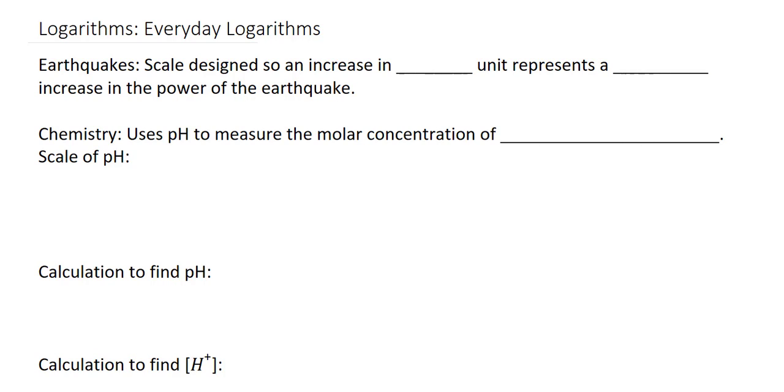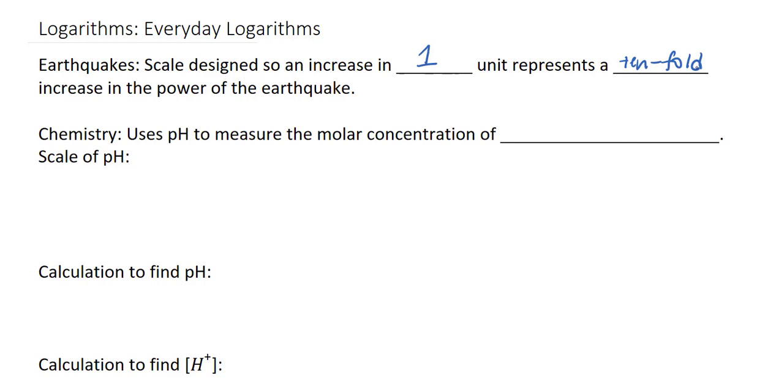Logarithms. Everyday logarithms. One of the examples that we see a lot is earthquakes. Earthquakes have a scale that's designed so an increase in 1 unit represents a 10-fold increase in the power of the earthquake. So to go from 2 to 3, that's a whole 10-fold difference. It's 10 times greater to have an earthquake that's 3 rather than 2. So that can do a lot more destruction if you go up in the scale.